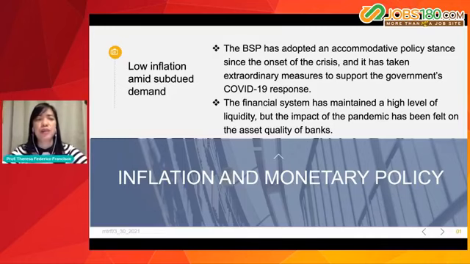As global economic prospects dampened with the resurgence of COVID-19 cases worldwide, inflation remained muted for the first three quarters of 2020, and overall demand weakened amid the pandemic. The BSP has adopted an accommodative policy stance since the onset of the crisis, and it has taken extraordinary measures to support the government's COVID-19 response. The financial system has maintained a high level of liquidity, but the impact of the pandemic has been felt in the asset quality of the banks.